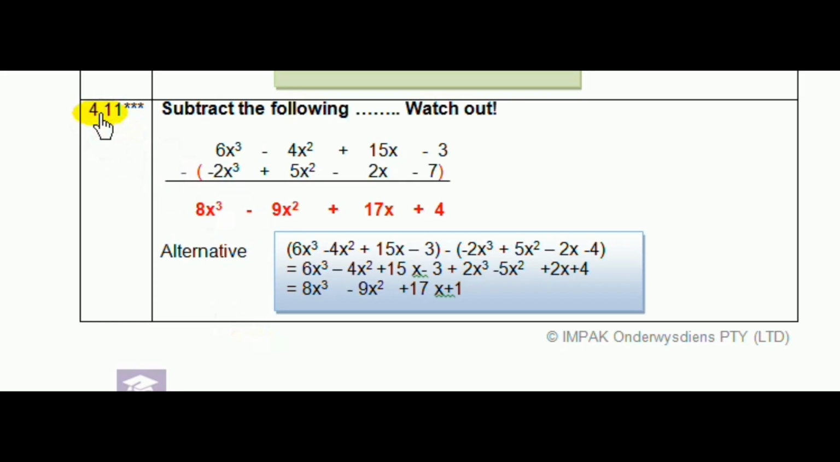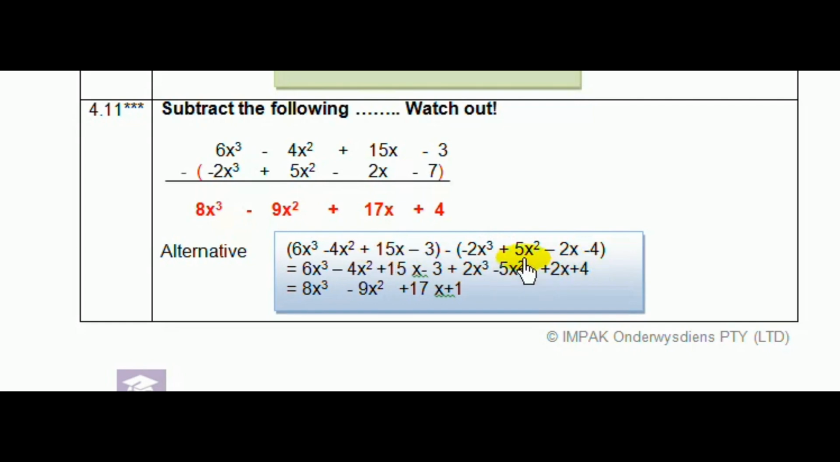For 11, watch out. We have to subtract the following. Now the black ones is given, and to subtract it I've written the red brackets and put a minus sign in front of them. Now before I do this question, it could have been written like this, and you can actually change it to make it look like this. I have the top one with the 4 terms in it, and I have to subtract the minus and then all this with the plus and minus signs. Be very careful if you write it down.